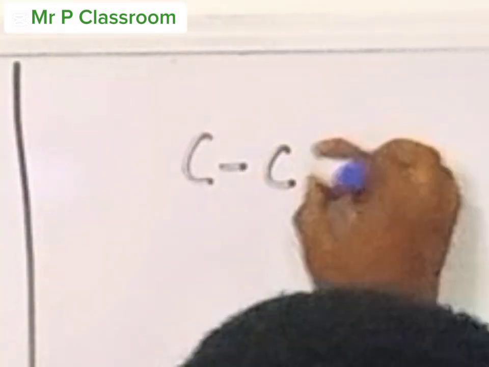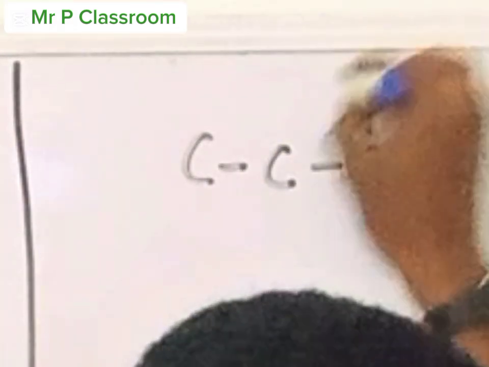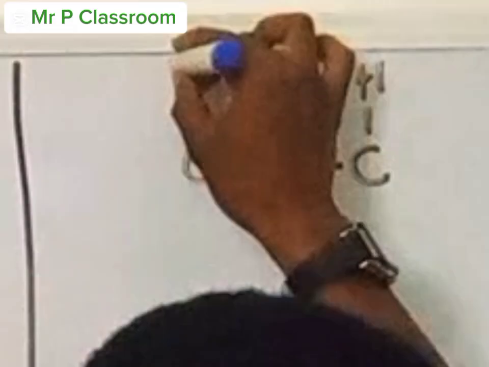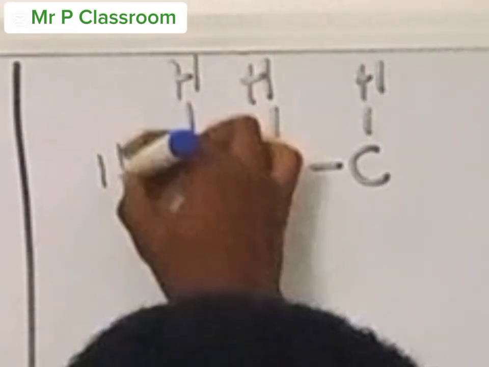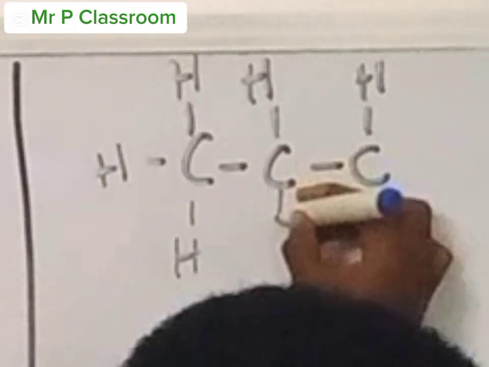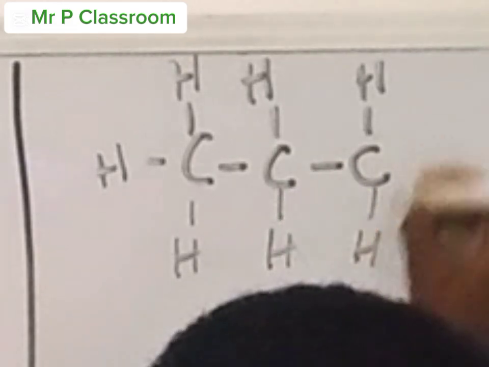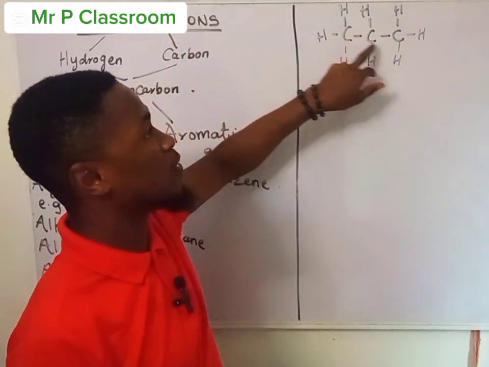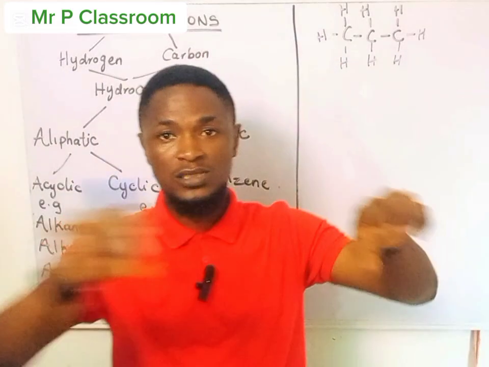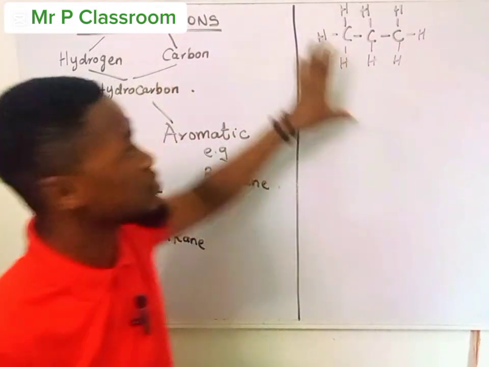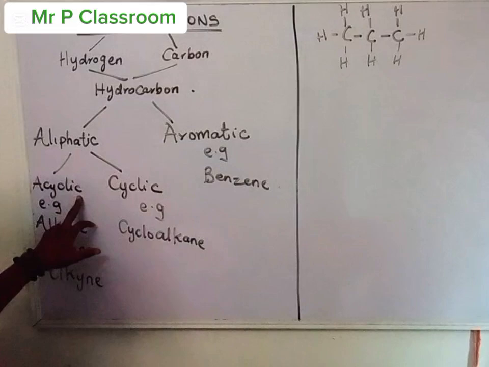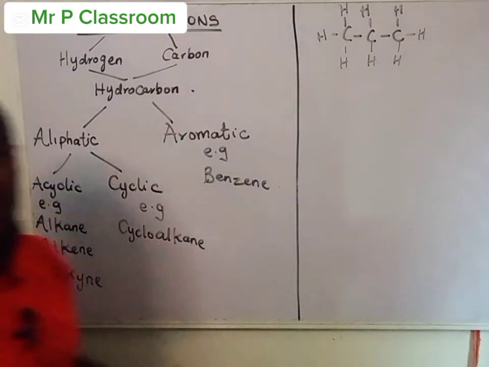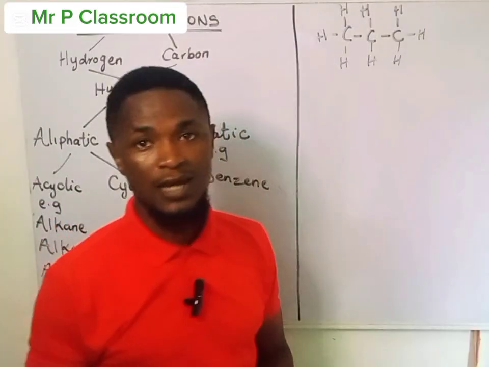So if you have something like this, you can see the carbon, carbon, carbon, they form like a chain. So anything that looks like this is called an acyclic type of aliphatic hydrocarbon.